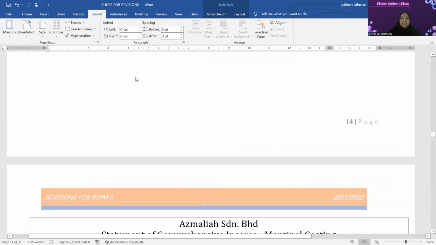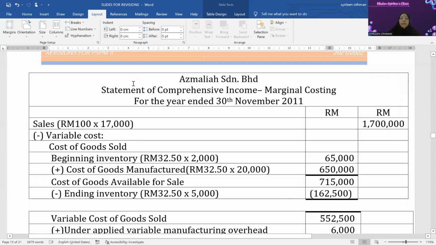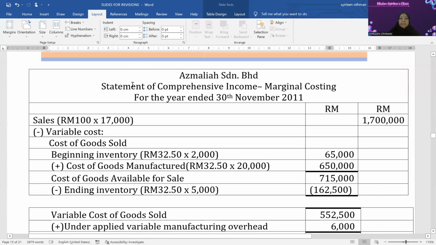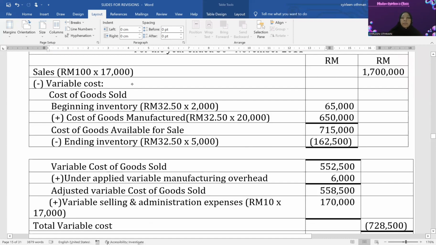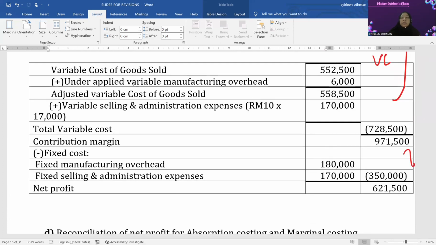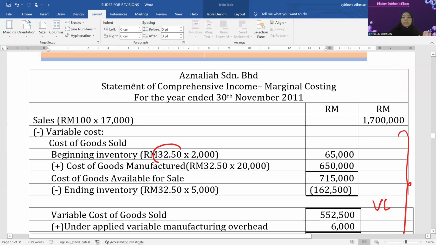And for marginal, we are going to do the same thing, but for marginal, we are going to separate the statement into two parts. Okay, the upper part of your statement will be your variable cost only, and the lower part of your statement will be your fixed cost. Okay, so as you can see here, we are using 32 ringgit and 50 cents. The sales amount is the same, yeah?